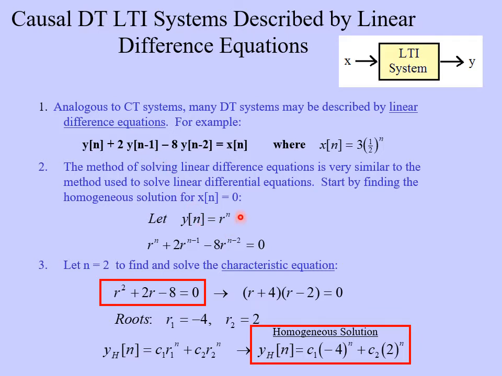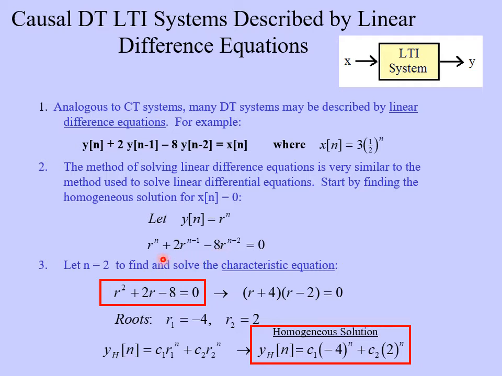All right, let's see what happens when we do that. We're going to plug this in. Wherever we see y of n, we plug in r to the n. So y of n here becomes r to the n. This is 2 times y of n minus 1, so that's 2 times r raised to the n minus 1. Then here we have minus 8 times y of n minus 2, which becomes minus 8 r raised to the n minus 2. And that all, of course, is equal to 0 because we're looking for the homogeneous solution. Our goal now is to basically solve this for r.